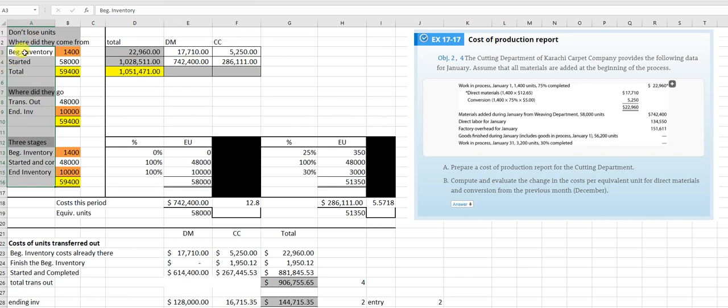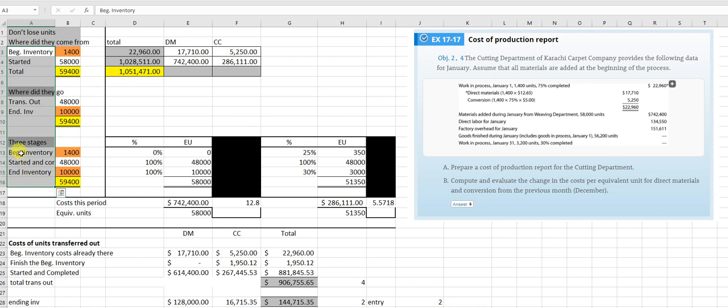So I know I have beginning inventory, what started, then I have a total. I need to figure out where did they go. They came from two places: they were either in beginning inventory or I started them, and they were either transferred out or I haven't yet finished them. And then there's 3 stages of beginning inventory, started and completed, and ending inventory.